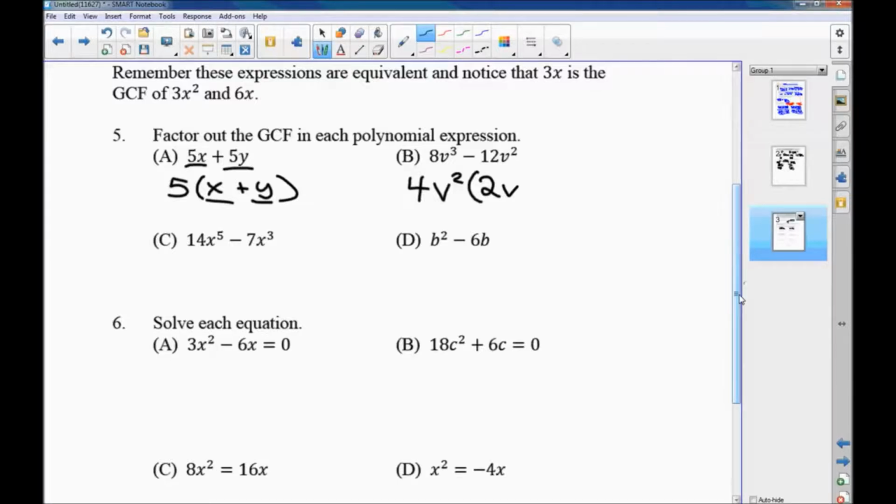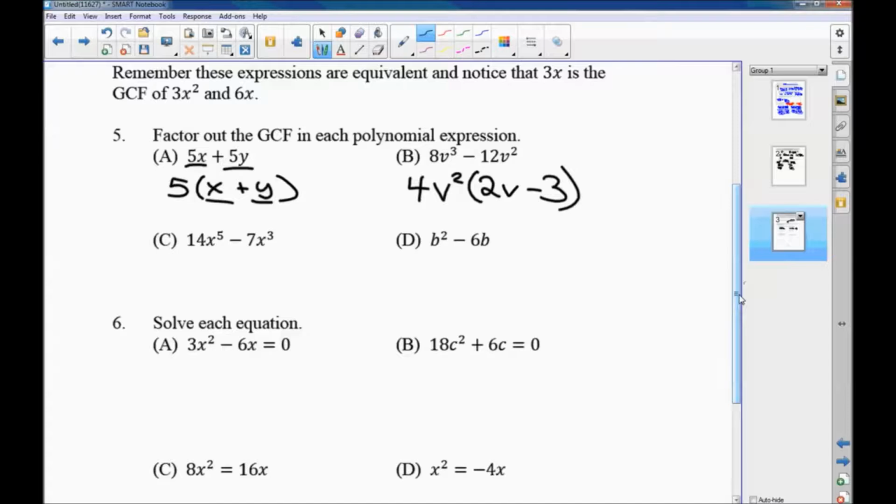Well, 4 times what would make negative 12? That's going to be negative 3. And then I already have a v squared, so I don't need to put any more v's left on the inside. Okay. Part C, 14x to the 5th minus 7x cubed.